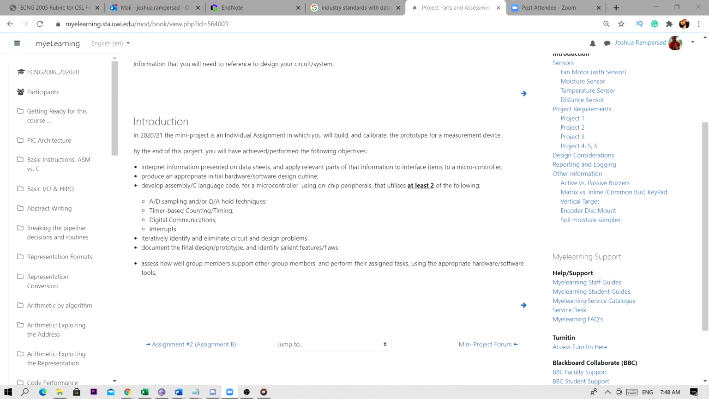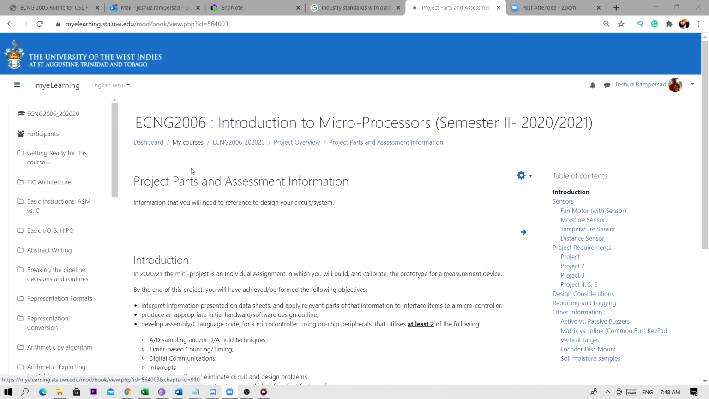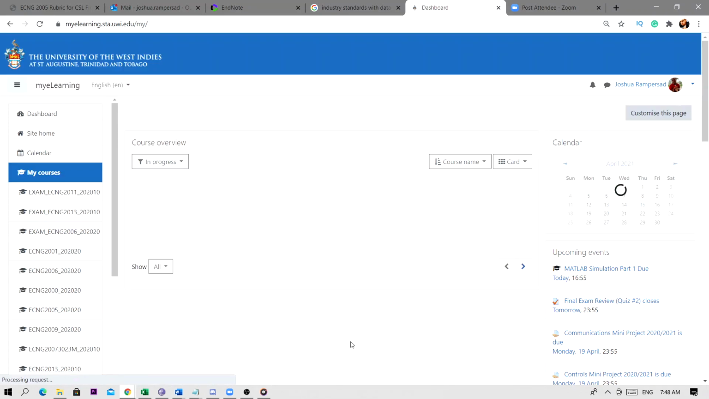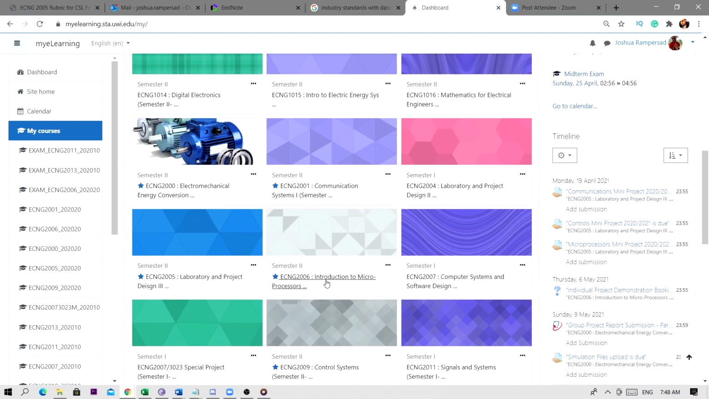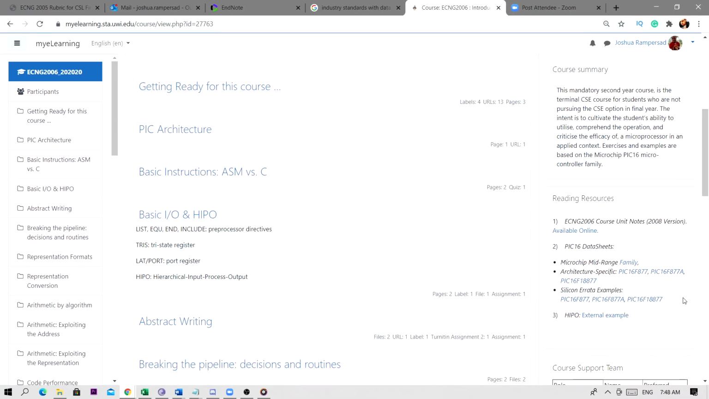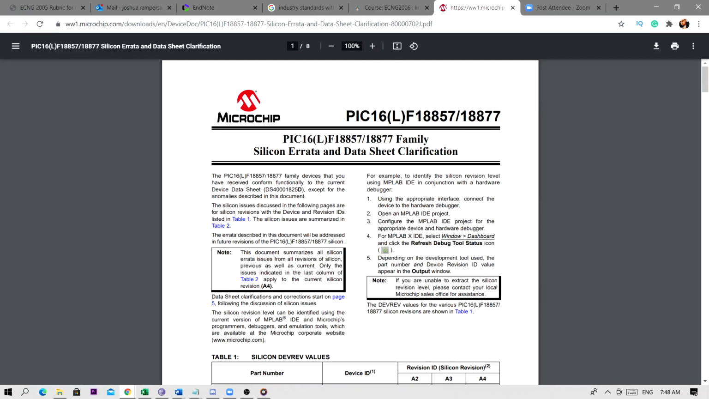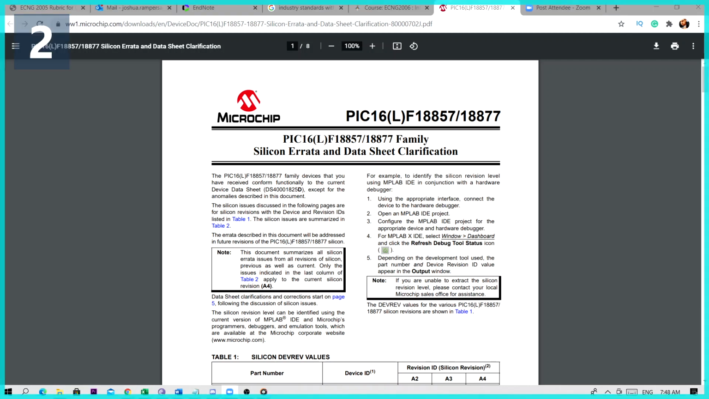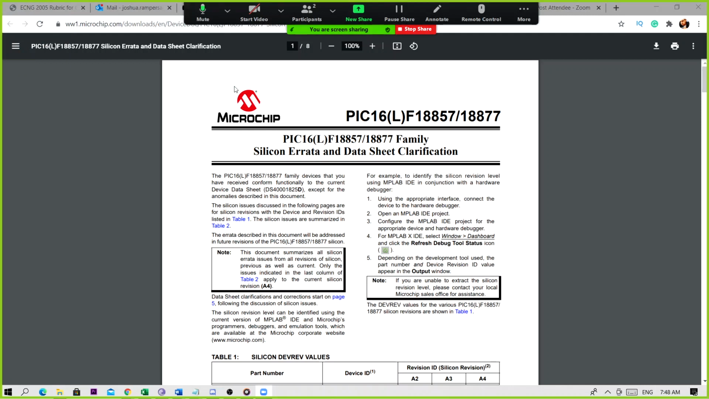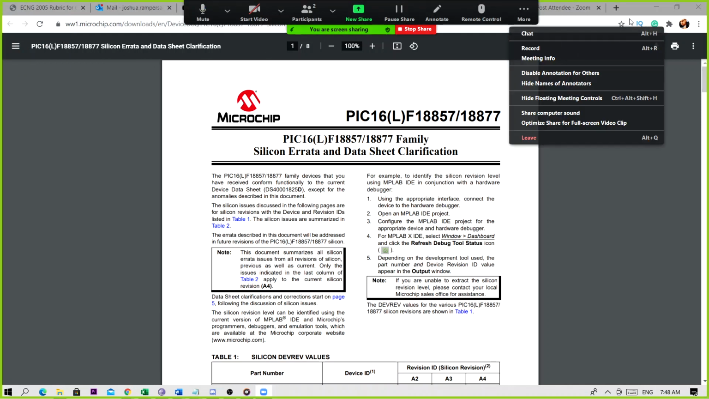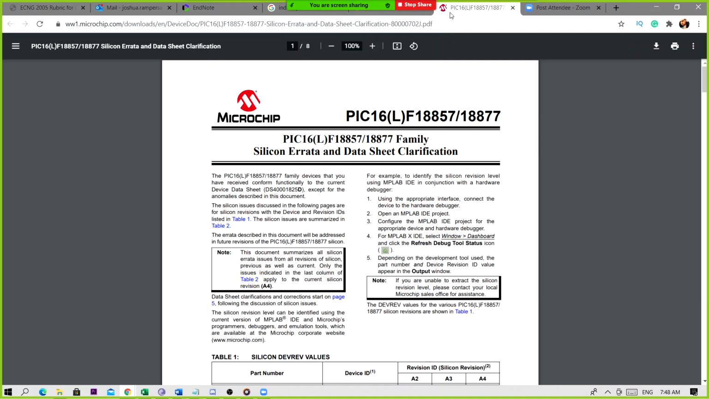Okay, let me find the data sheets. Which one are the data sheets? It depends on what you're planning to use for your project, which PIC. Okay, so there's the F8877. Let me share my screen. Okay, this might be the wrong one. That's the silicon errata, yeah. Sorry about that.